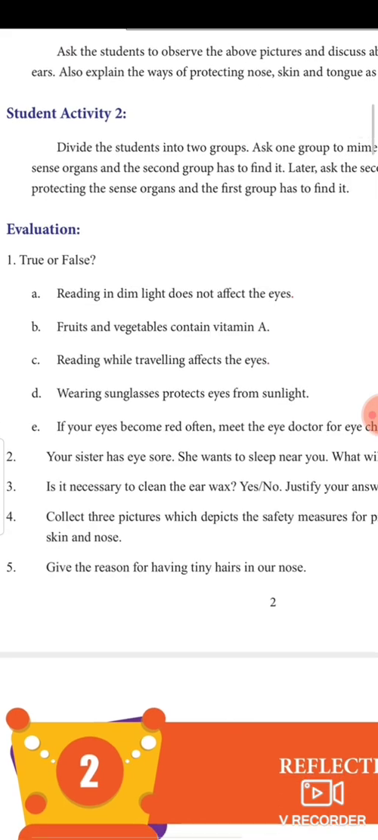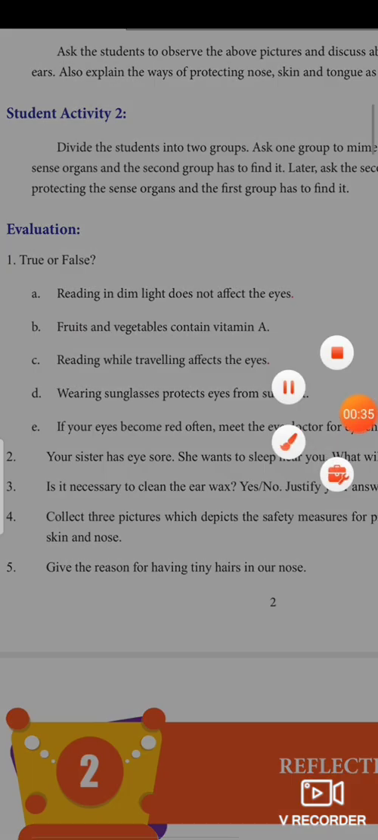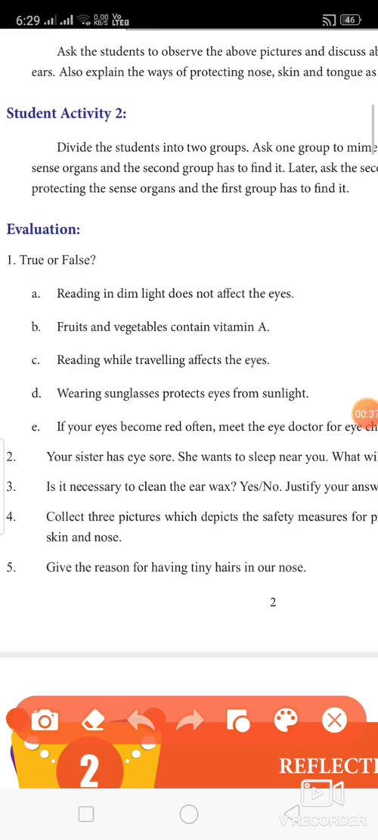The first question is true or false. They have given 5 statements. Let's see the answer for them. Reading in dim light does not affect the eyes. This is a false statement. Fruits and vegetables contain vitamin A. It is a true statement. Reading while traveling affects the eye. It is also a true statement. Wearing sunglasses protects eyes from sunlight. It is a true statement. If your eyes become red often, meet the eye doctor for an eye checkup. It is also a true statement.